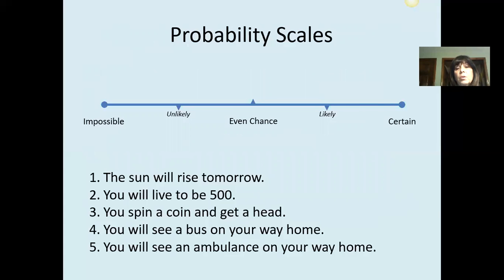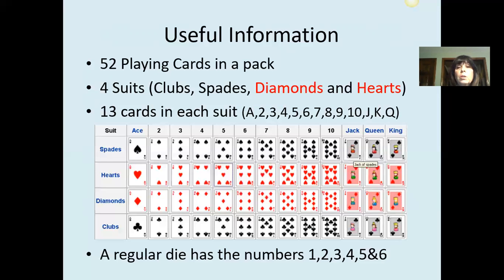And again, we can also look at probability scales. We saw that on the beginning slide. These are some different ones. The sun will rise tomorrow. Okay, that would be certain. Number 2, you will live to be 500. Impossible. Number 3, you'll spin a coin and get a head. That's an even chance. Okay, 4, you will see a bus on your way home. Probably. So likely, number 4. And number 5, you will see an ambulance. Probably unlikely. So again, you can kind of put them on a scale to see which is the most likely and which is the least likely.